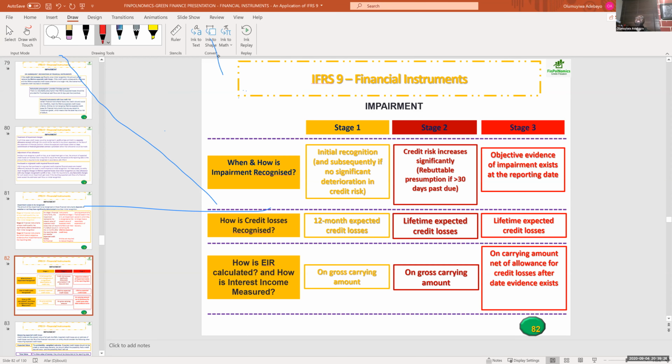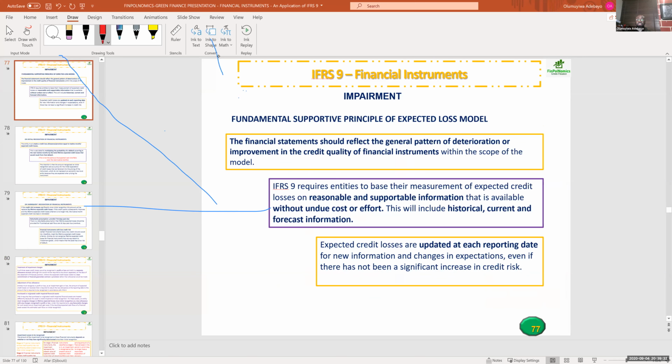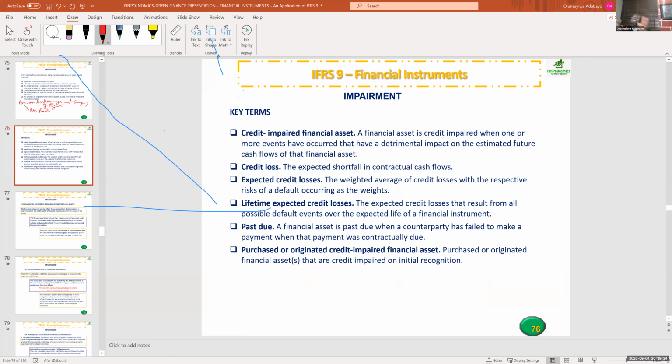Now, what is a lifetime expected credit loss? I'll break it down for you, and we are going to see it with analysis. First, let us ask ourselves, what is credit loss? Credit loss is simply a shortfall in your cash flow. What is a shortfall in your cash flow? I gave you a loan of 1 million. And at the point of payment, with your collateral and everything, you can only give me 800,000. It then means that I have a shortfall of 200,000. That's what we call credit loss.